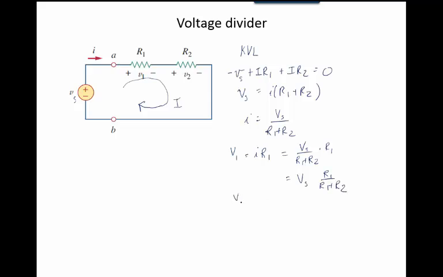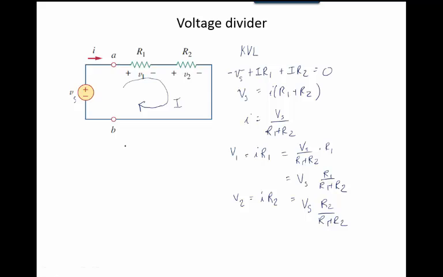Similarly, we can find the voltage across resistor 2, which I call V2, which is I. And look, I was inconsistent. I switched back to my little i's. Sorry about that. I R2, which, if I do the algebra, will be V source times R2 over (R1 plus R2). So what you find out is that the voltage across each resistor is a ratio: the resistor divided by the total series resistance in the circuit.